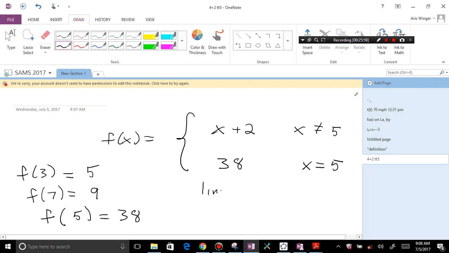You know what I'm about to do? What's the limit as x tends to 5 of f of x? Oh, wait, no. It didn't exist, no. I'm hearing all sorts of things. This is excellent. Right? So I'm hearing 7. I'm hearing 38. I'm hearing there is no limit. One of those is right.